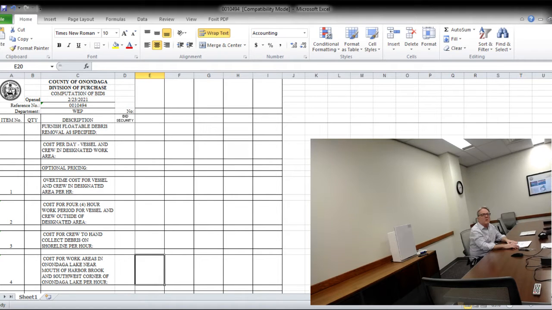Our next bid of the afternoon is for our water environment protection. It is 0010494, furnish floatable debris removal as specified. Bidder is Enviro Aquatics, ENVIRO, space, AQUATICS.